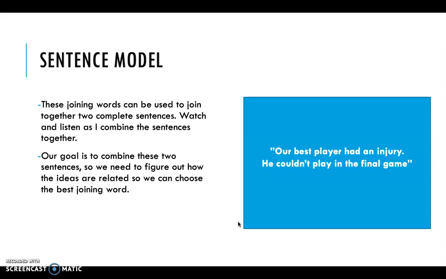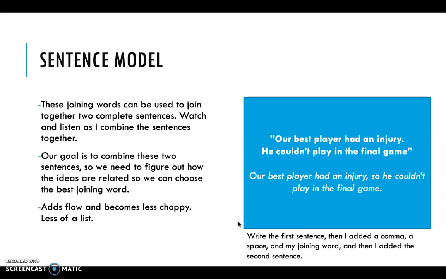So of those four words, what will be the best to combine them? So our sentence is, our best player had an injury. He couldn't play in the final game. And what I've done is I've changed this to our best player had an injury, comma, so he couldn't play in the final game. And the reason I said that was it was cause and effect, right?